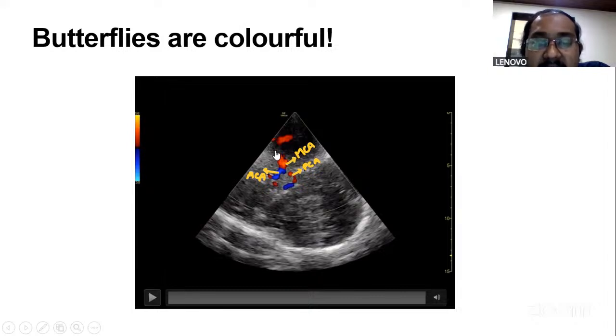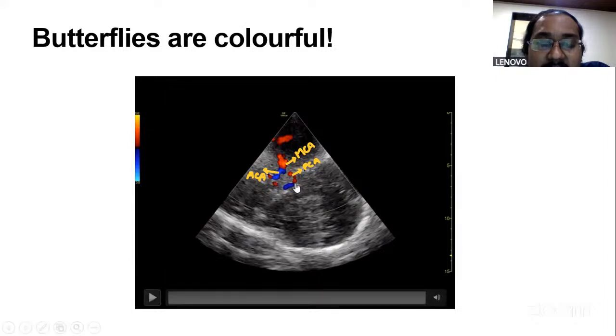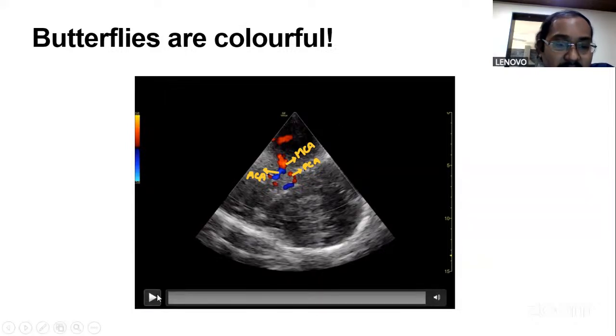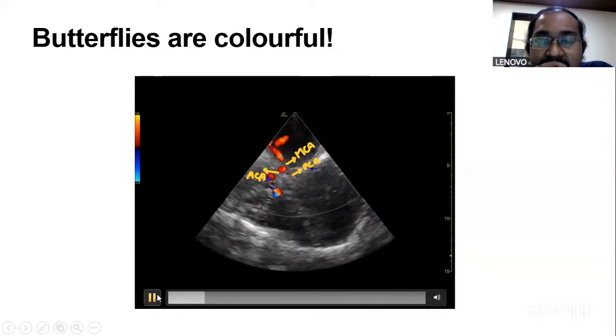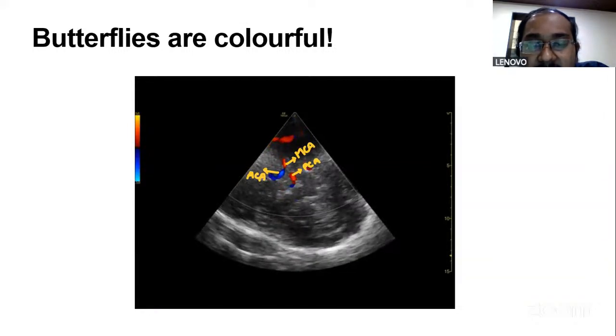That is why the signal is red and the waveforms are above the baseline. Whereas you can see that the anterior cerebral artery is going away from the probe. So that is why you're getting a blue signal, and the spectral waveforms are below the baseline. Now we would like to play this video, and we can see how the branches appear.